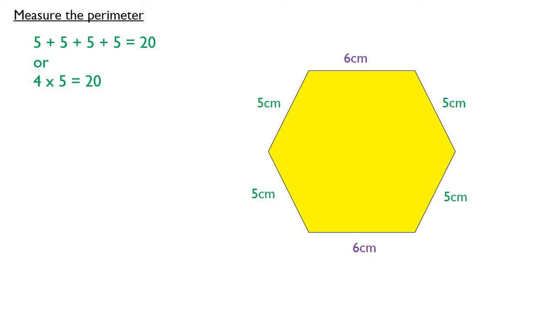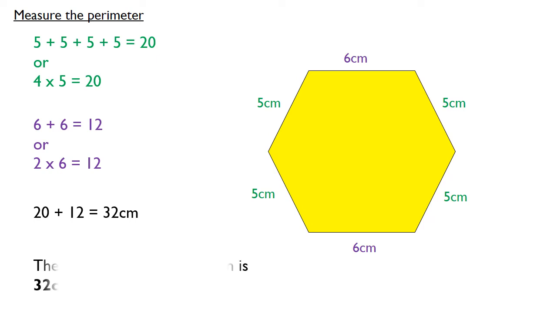Then I would go on to the sides that are 6 centimetres, and again I would add them together. So I would do 6, add 6, which equals 12. Or I could do 2 multiplied by 6, as well equals 12. As we know, multiplication is repeated addition. So then I have those lengths. I simply add them together. 20 plus 12 we know is 32. So the perimeter of this hexagon is 32 centimetres.